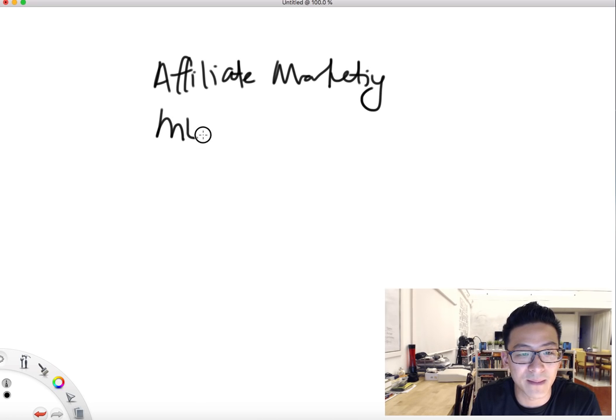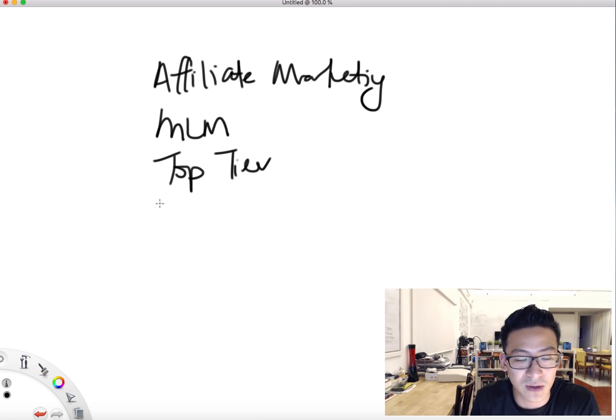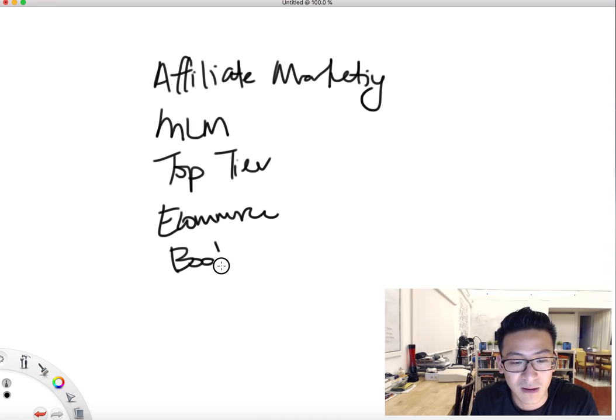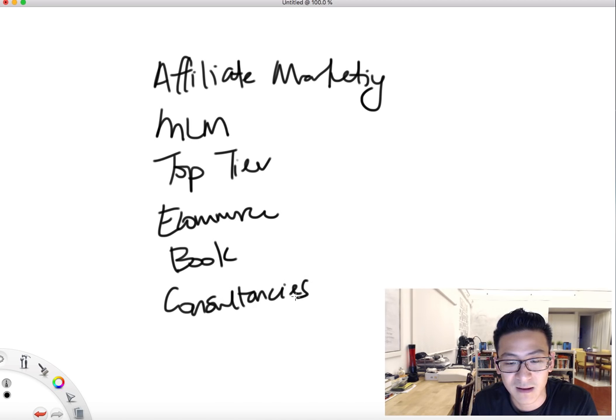You can use it for MLM. You can use it for top tier sales. You can use it for e-commerce. You can use it to sell a book. You can use it for consultancies. You can use it for anything, pretty much, okay?